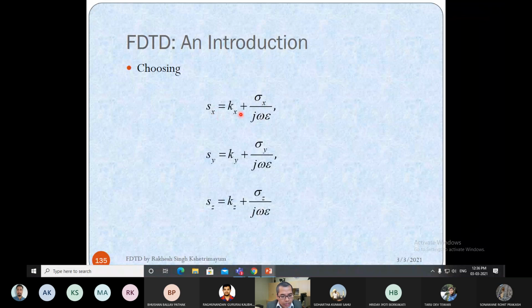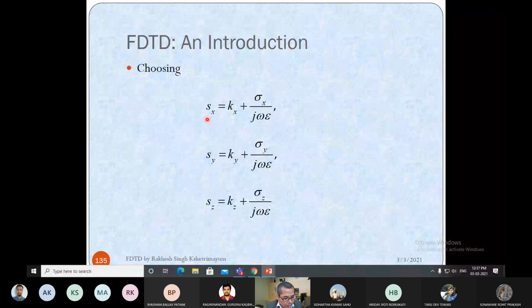Scale factor Sx is kx plus sigma x by j omega epsilon. Sy is ky plus sigma y by j omega epsilon, and Sz is kz plus sigma z by j omega epsilon. Sigma by epsilon is also called the loss factor, the loss tangent of the material. Anyway, we'll define Sx, Sy, and Sz in this form.